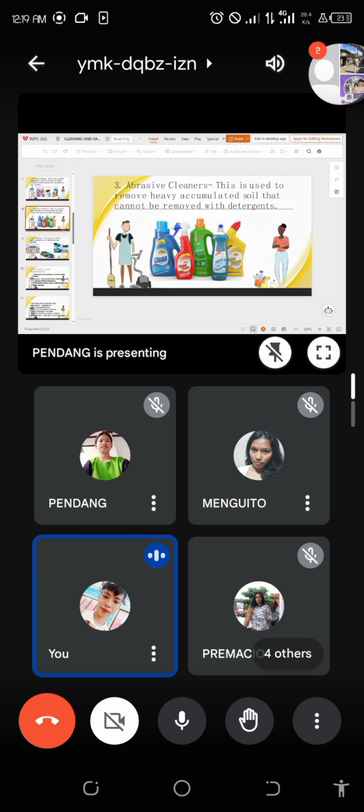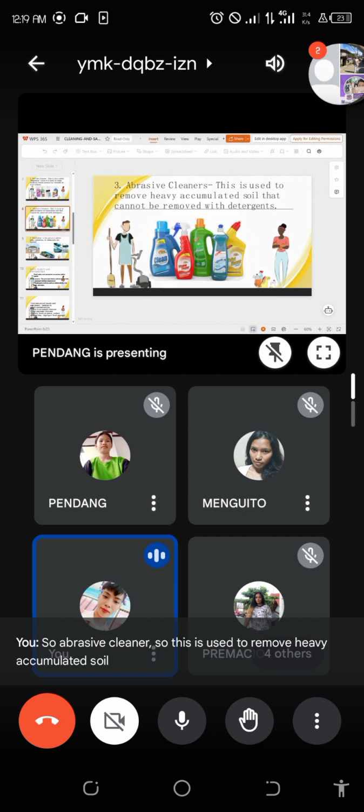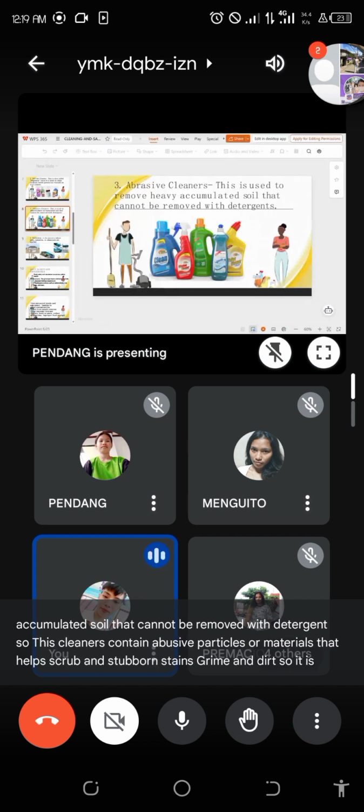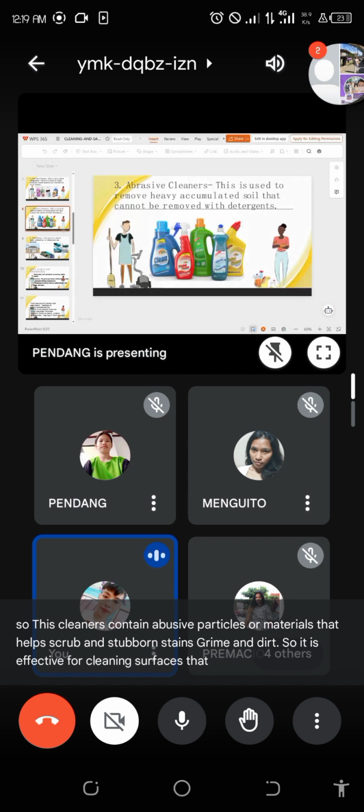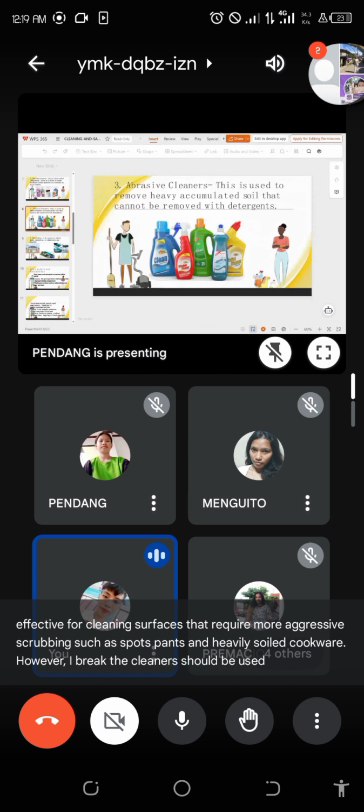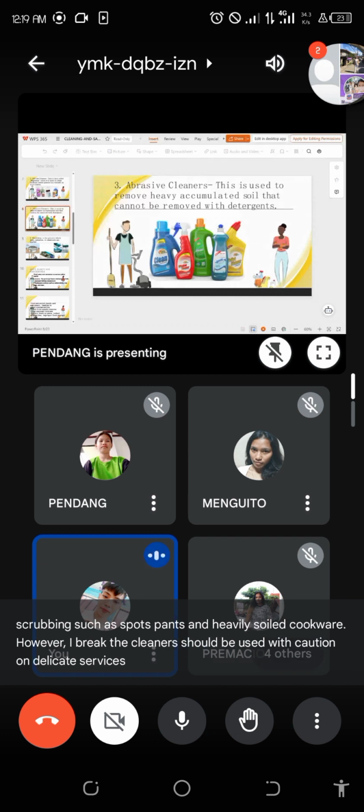So, abrasive cleaner. This is used to remove heavy accumulated soil that cannot be removed with detergent. These cleaners contain abrasive particles or materials that help scrub stubborn stains, grime, and dirt. So, it is effective for cleaning surfaces that require more aggressive scrubbing, such as pots, pans, and heavily soiled cookware. However, abrasive cleaners should be used with caution on delicate surfaces to avoid scratching or damaging them.